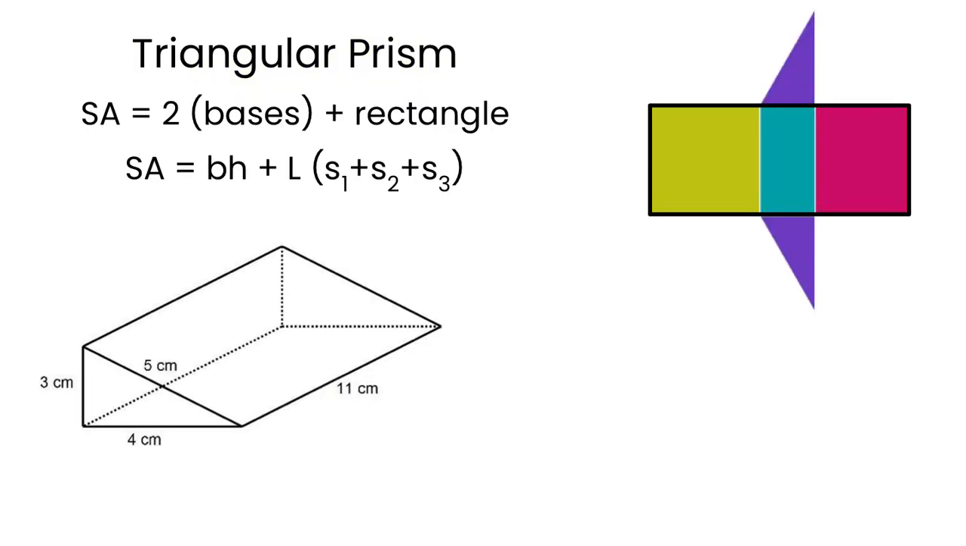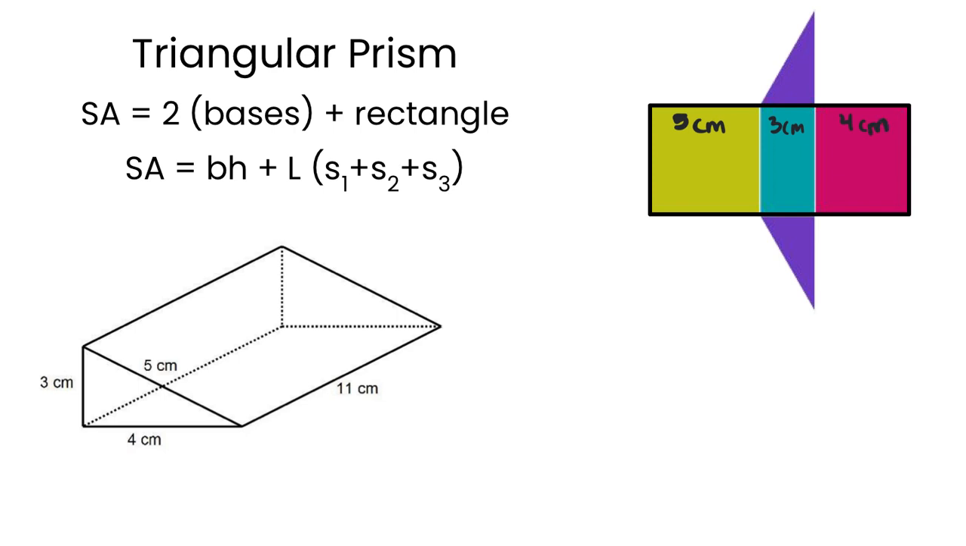Let's have a look at this example. We have side lengths of 3, 4, and 5, and we have a length of the prism that's 11 centimeters. I'm going to start by labeling those dimensions on my net. So I know my longest side is 5 centimeters. My shortest is 3, and my next is 4.